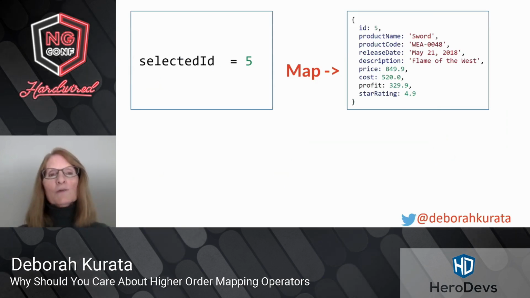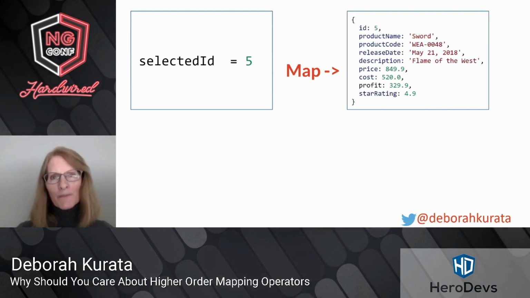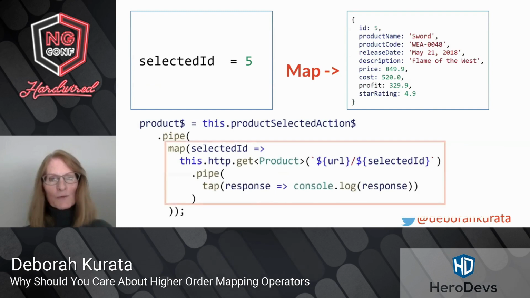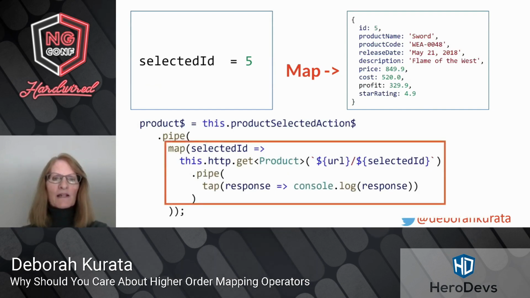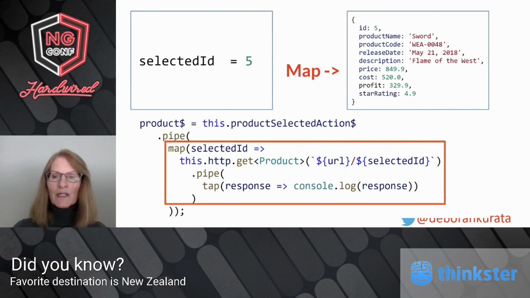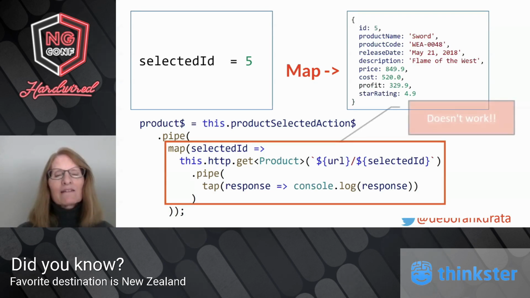Okay, so our first thought might be to do something with a map. So we're going to take our selected ID that's emitted into our stream, and we're going to map it into a product. Sounds right? So we could write code like this. We're taking our selectedProductAction$, which is getting us this 5, because that's the one the user picked, and we're going to map it into an HTTP GET to go ahead and get the data. But this doesn't work. Bummer.